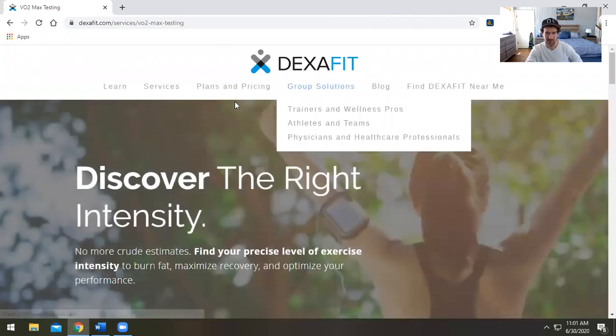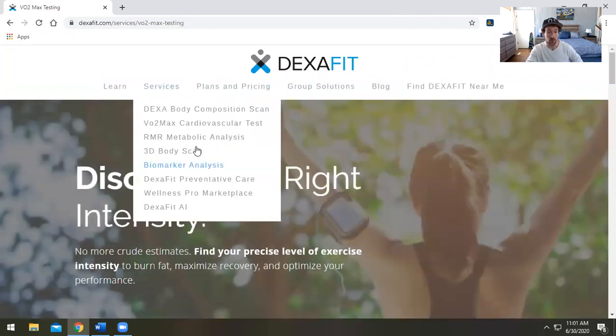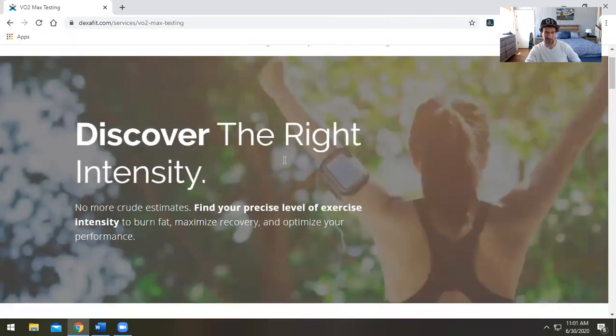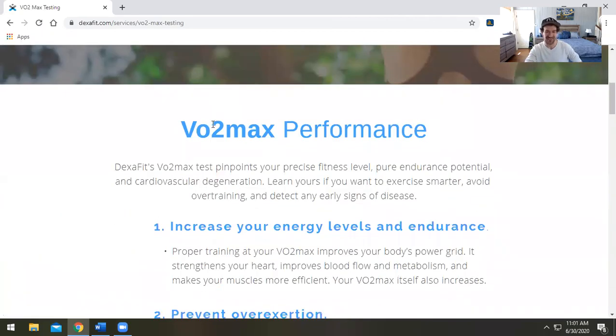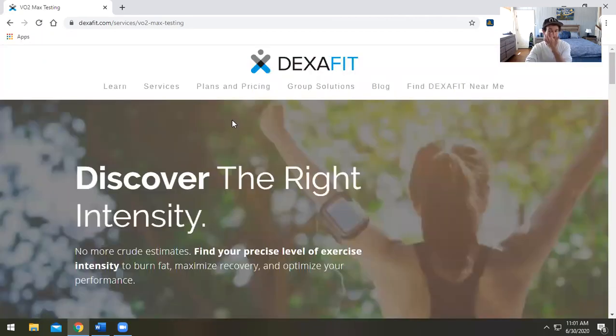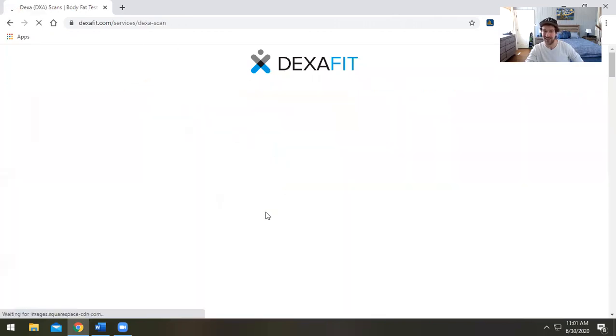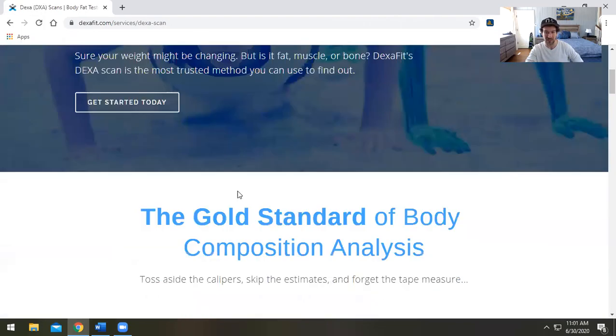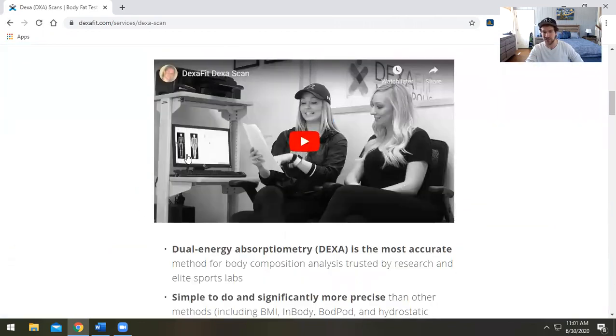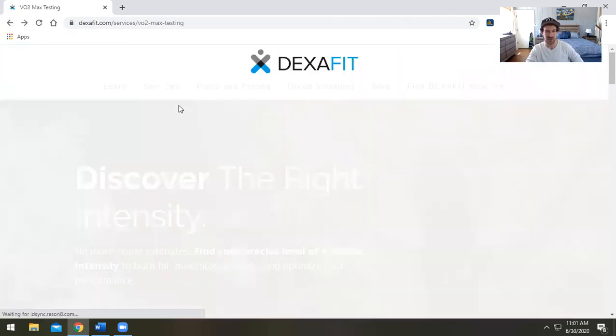Dexabit. There we go. Okay, this is probably really cool actually. This is literally the type of business I wanted to start. All right, so they have DEXA body composition. So they have a DEXA scan. That's that bone density exam, right? It uses low-grade X-rays.